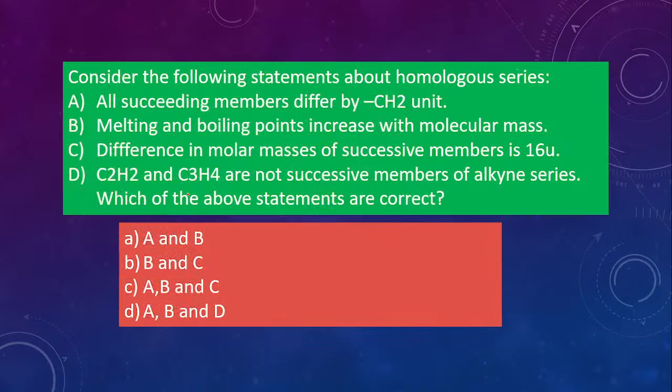Okay. Next one. Consider the same question related to homologous series. Another one. Consider the following statements about homologous series. Option A. All succeeding members differ by CH2 unit. Option B. Melting and boiling points increase with molecular mass. Option C. Difference in molar mass of successive members is 16 u. Option D. C2H2 and C3H4 are not successive members of alkyne series. Which of the above statements are correct?